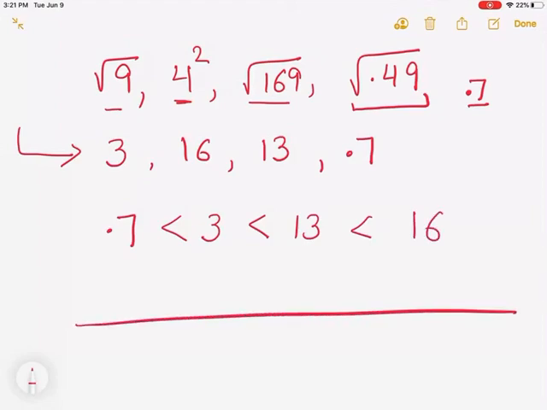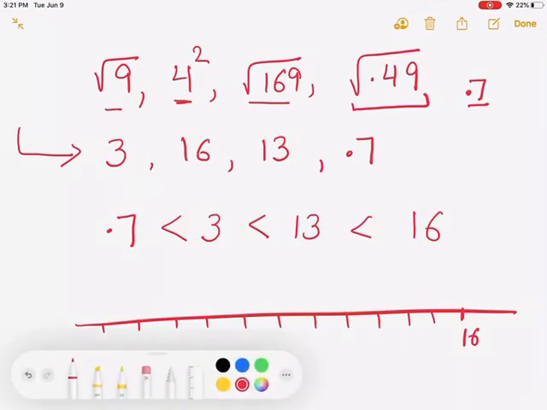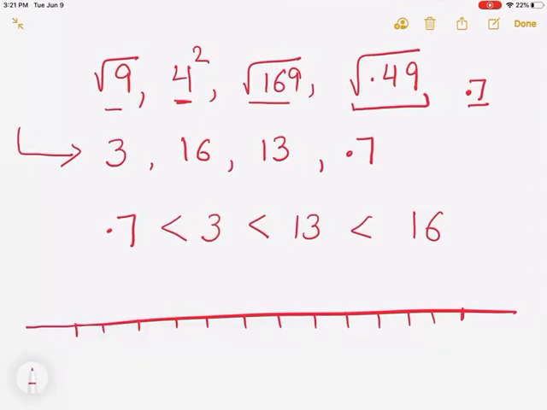Finally, you can draw it on the number line. I'm going to go by 1, 2, 3, 4, 5, 6, 7, 8, 9, 10, 11, 12, 13, 14, 15, and 16. So 16 would be here. 13 would be here. 3, and 0.7 would be here. So that's how we're going to answer this.